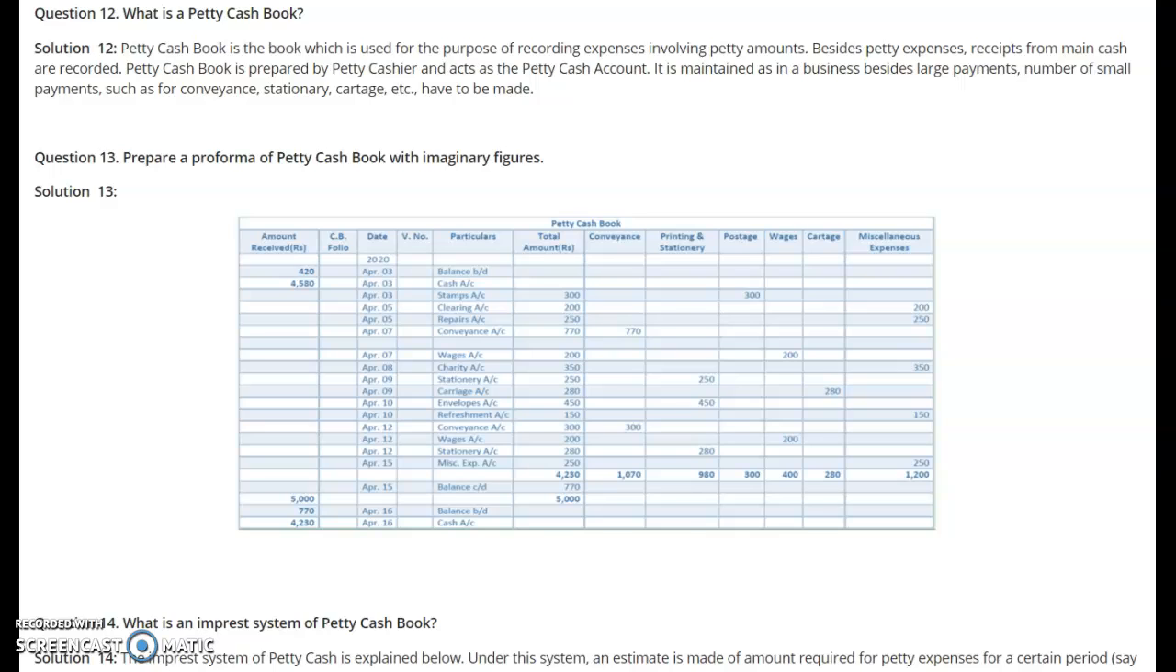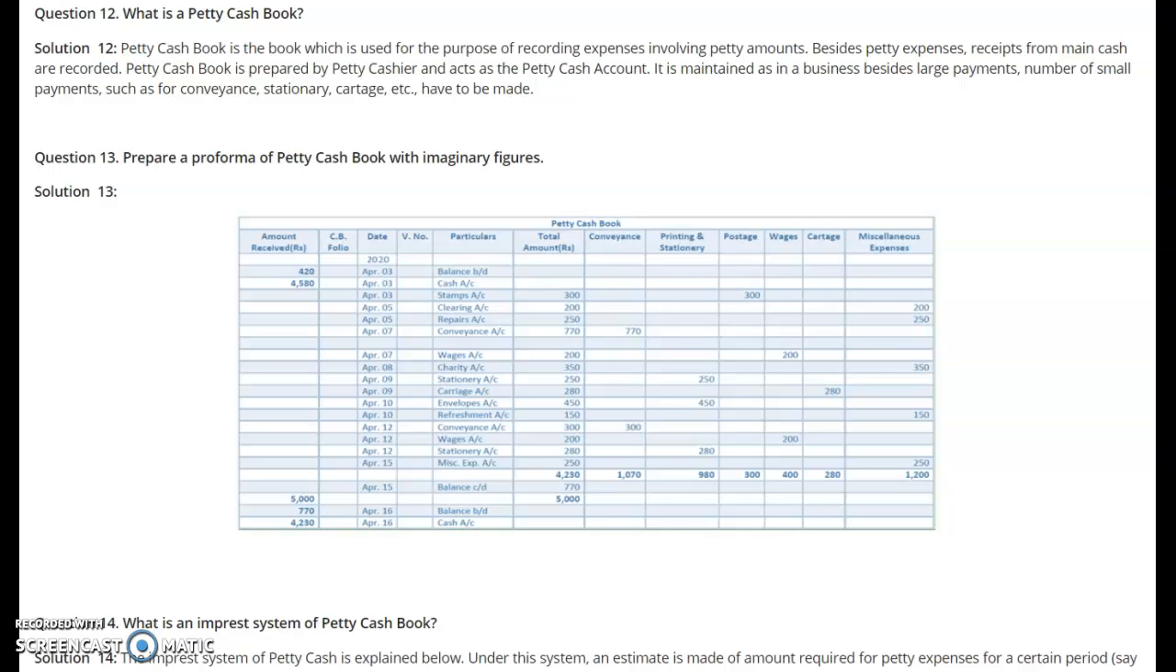In business, the transactions involve various types of amounts. They may involve large amounts, they may involve small amounts. So petty cash book is that cash book which is prepared in order to record those transactions which are of small amount. Again, understand the meaning of petty cash book. Petty cash book is the book which is used for the purpose of recording expenses involving petty amounts. Please understand the meaning of petty is small amount of expenses.